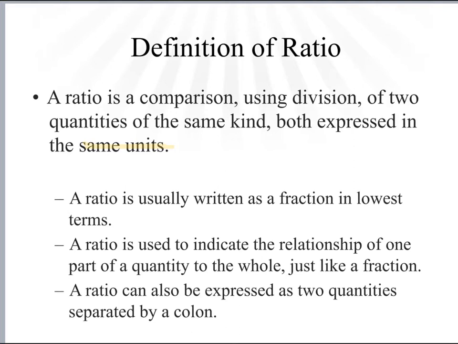So a ratio is usually written as a fraction in lowest terms, which means that we are simplifying. A ratio is used to indicate the relationship of one part of a quantity to the whole, just like a fraction. A ratio can also be expressed as two quantities separated by a colon, and if you ever see it written with a colon, it is read as the word "to." For example, I could say 2 to 3.